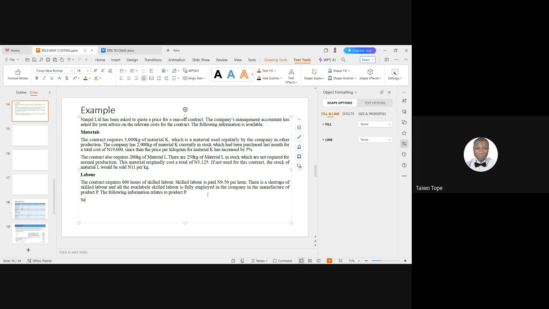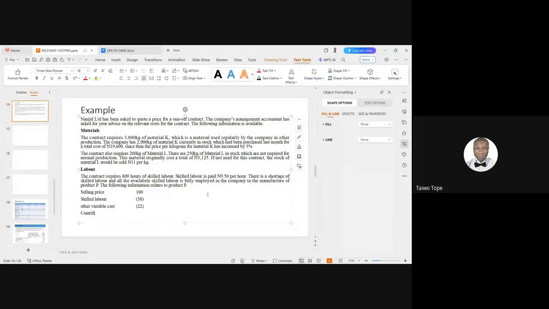So we have selling price of 100 naira, skilled labor of 38 in brackets, and other variable costs of 22. So the contribution will be 40.